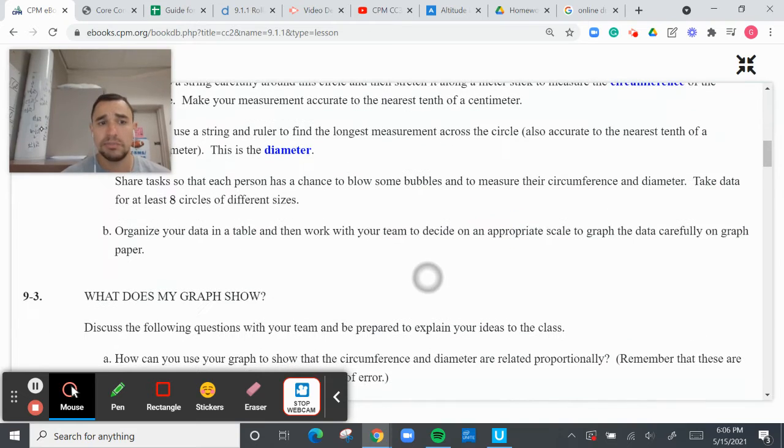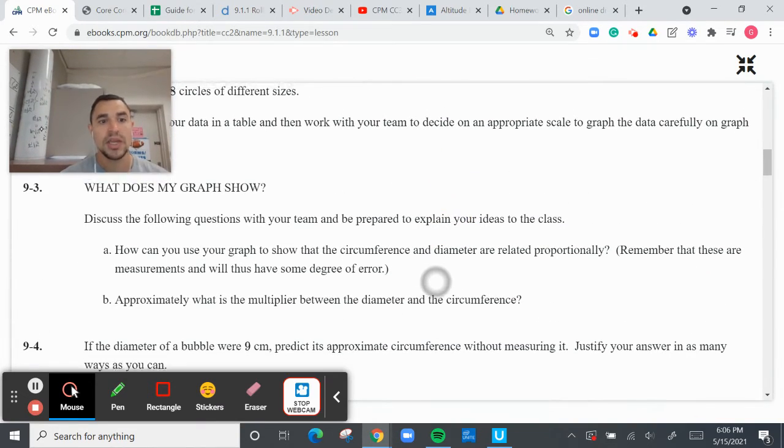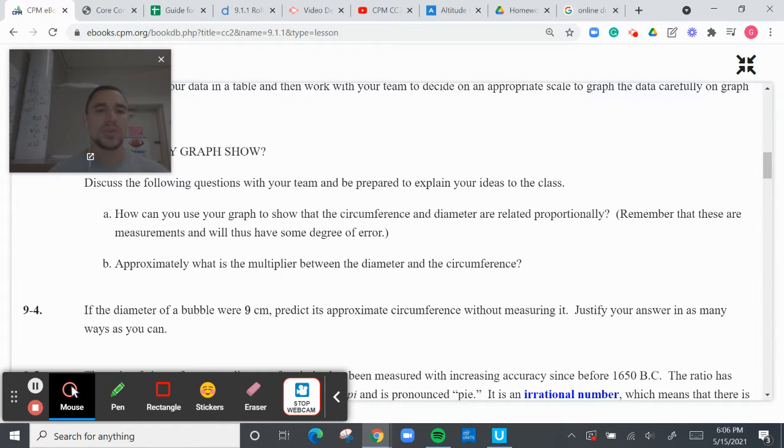It tells us to blow 8 bubbles. Unfortunately, we can't do that, and I don't have any bubble things. So we're going to go on to 9.3 real quick. It says, explain some of these ideas. How can you use your graph to show that circumference and diameter are related proportionally? We will get into some solving later on to discuss how proportional the relationship is. Then it says, find out what the multiplier is between the diameter and the circumference.